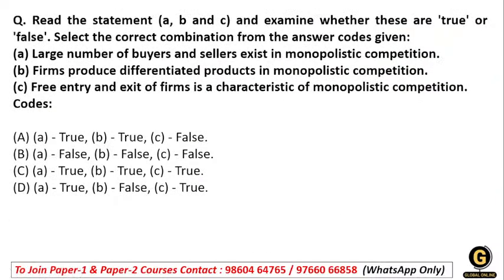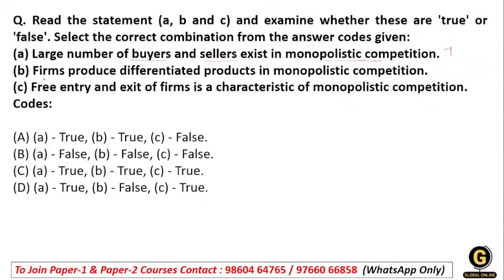Now next one, A, B, C, three statements are given to you. You have to find out which statement is true and which statement will be false. This is a question from economics, okay. The first statement is that a large number of buyers and sellers exist in the monopolistic market. Isn't it true? Yes, this is true, because in the monopolistic market we see there are a large number of buyers and sellers, okay. So this is true.